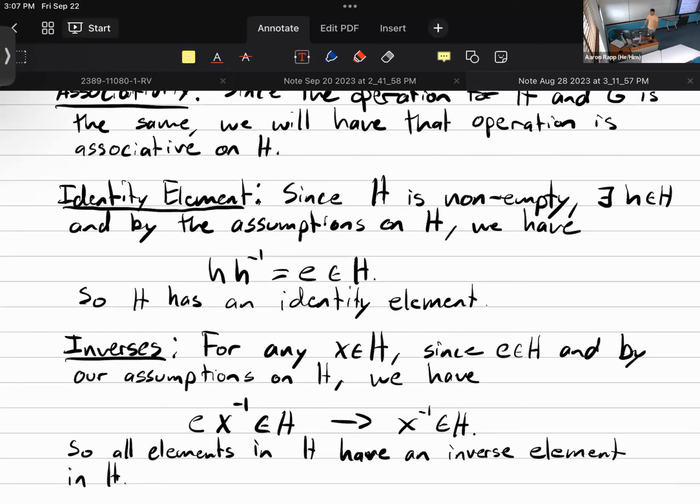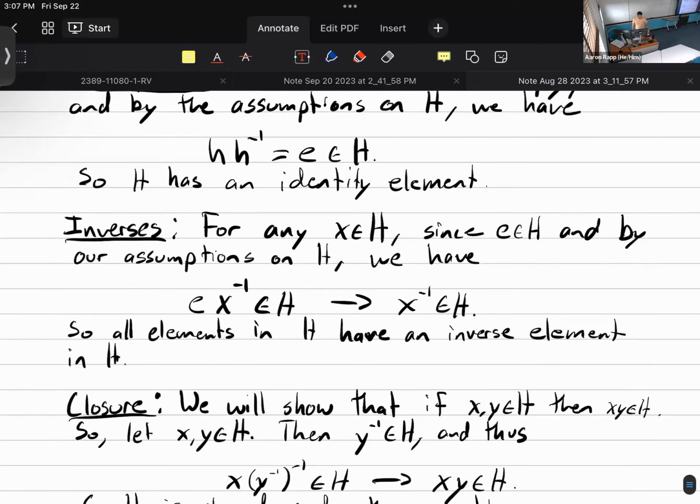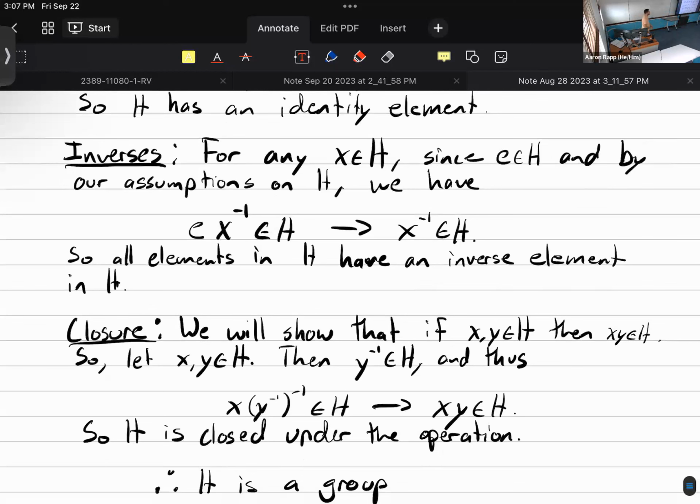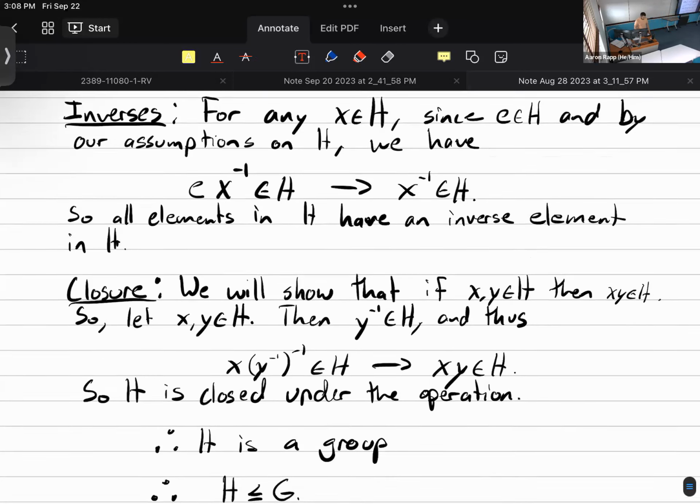And then lastly, it was nice and easy to show that for any element in H, its inverse is also in H. We already knew inverses existed, again, because we were working inside of the large group G. All we needed to show is that the inverse was in H.